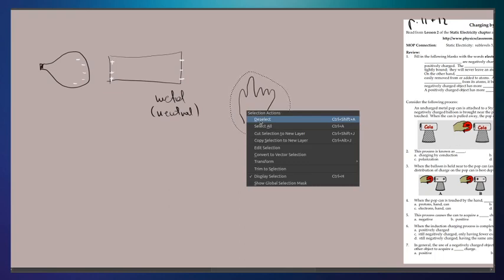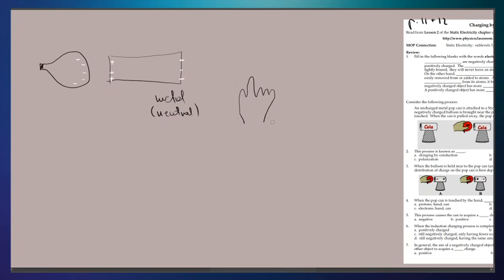I have touched the metal. I've grounded the metal, and so the electrons came to the hand. And let's see. I have now 2 electrons here. Of course, what that means is that these 2 are gone.